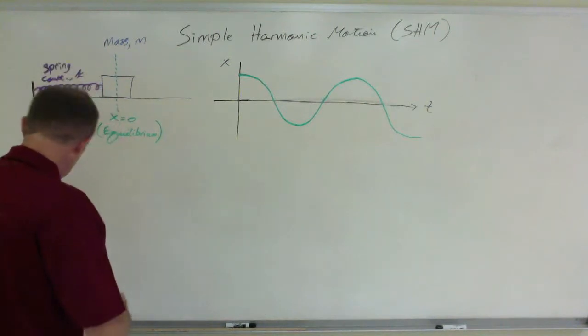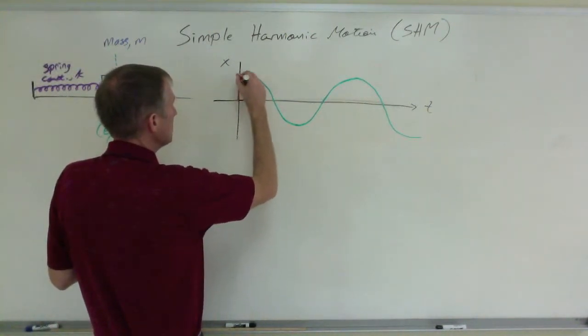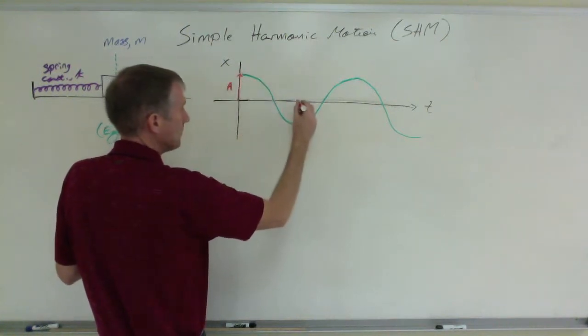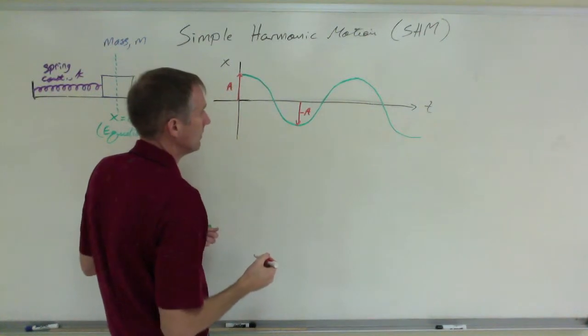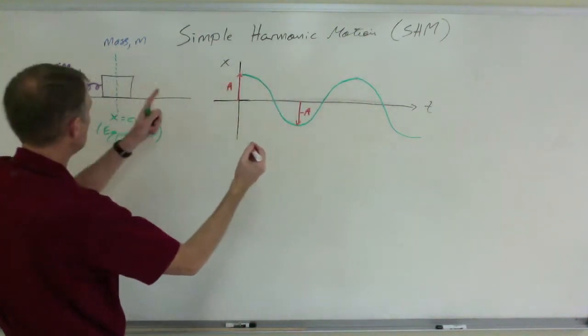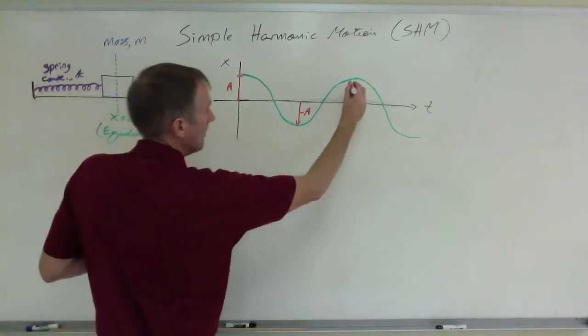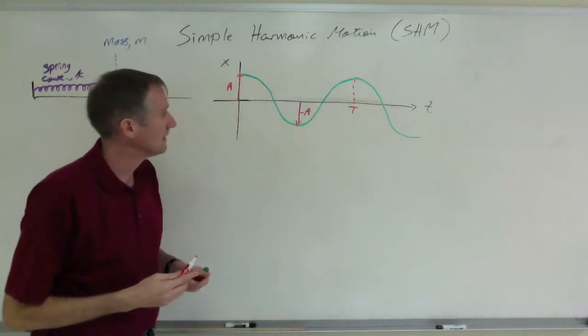Okay, a few things on this graph. This maximum displacement is the amplitude. Again, amplitude is maximum displacement. It can be positive or negative. The time it takes to complete one entire cycle, to where it goes to the left and back again, that is the period T, uppercase T.